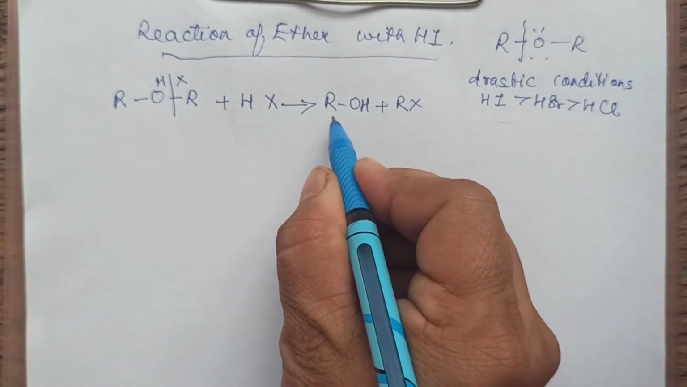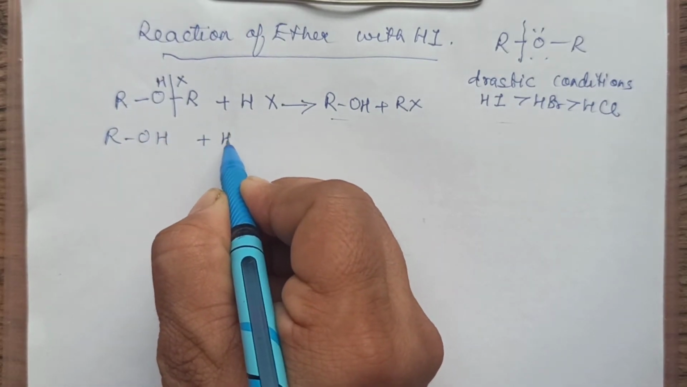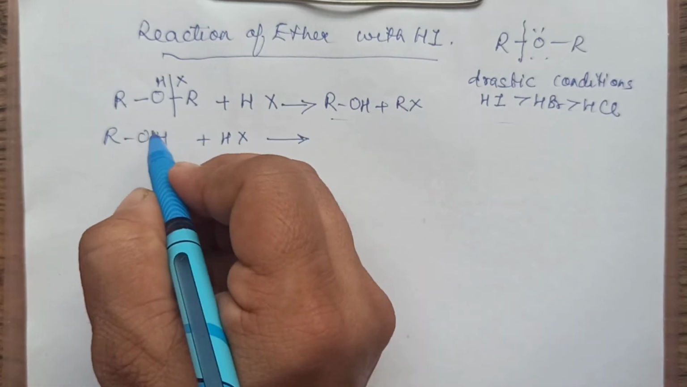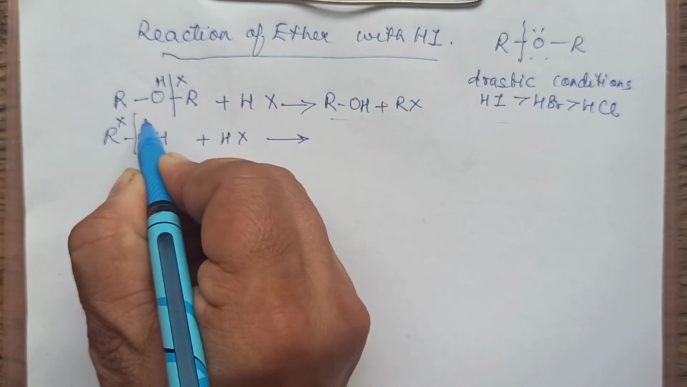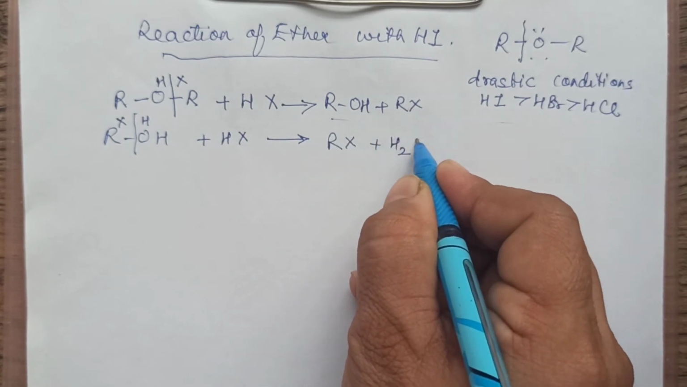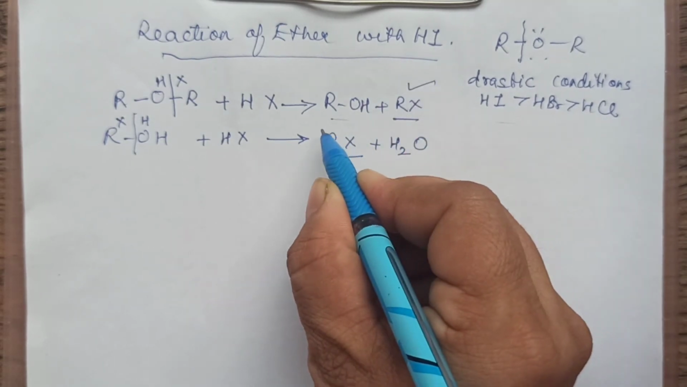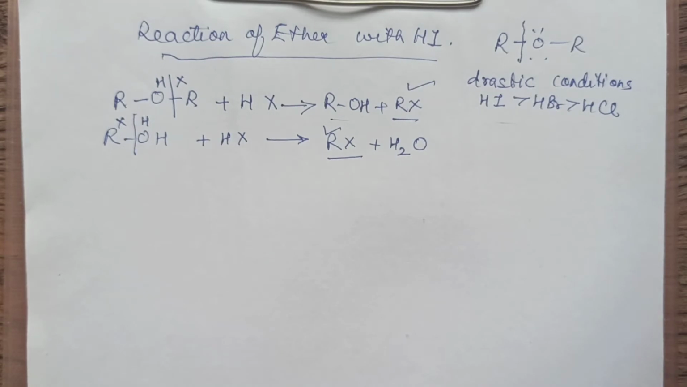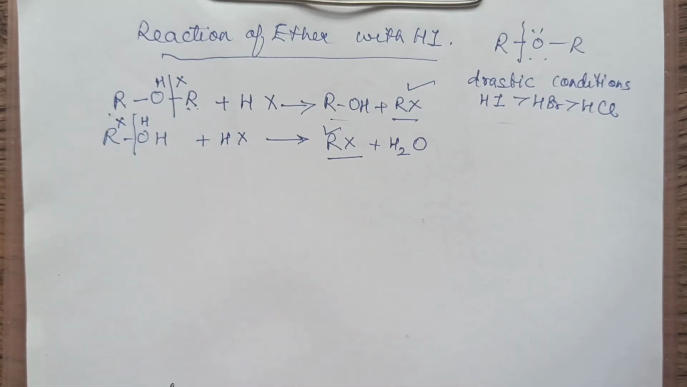Now this ROH which is formed can further react with another HX. This bond will break here, and again you will get X and H. That means you will get one more alkyl halide plus water. So in a way you are getting two alkyl halide molecules. This is the case, children, we have taken when both R's are the same. If they are different, what mechanism does it follow, all that we have to discuss.